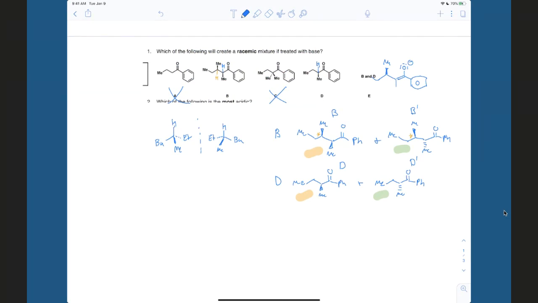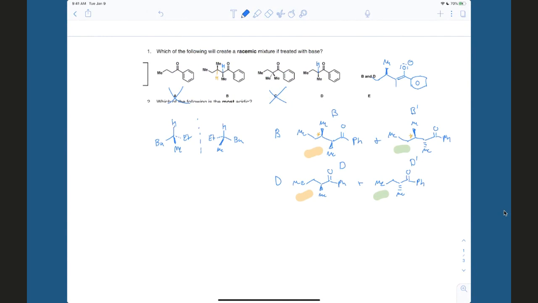Okay, cool. So I guess now the question is, do you guys think that B and B prime represent a racemic mixture? And D and D prime, do these represent a racemic mixture? I think only D does.